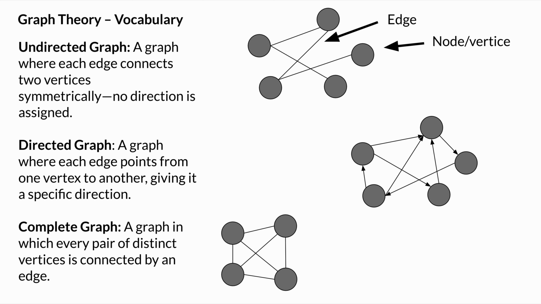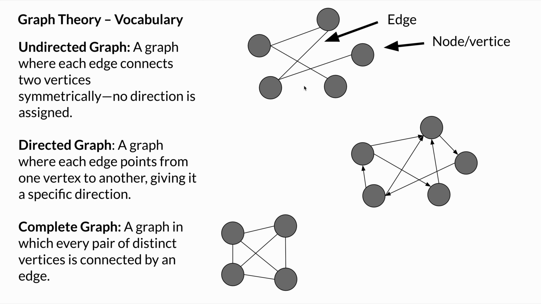So the first topic covered on Contest 4 is graph theory. Some necessary vocabulary prior to beginning the problems is what an undirected, directed, and complete graph is. First of all, a graph is a collection of edges and nodes or vertices, and an edge is this little line here that will link two nodes or two vertices together. So an undirected graph is a graph where each edge connects two vertices symmetrically. So an undirected graph has no direction. You can see that this graph right here is an undirected graph.